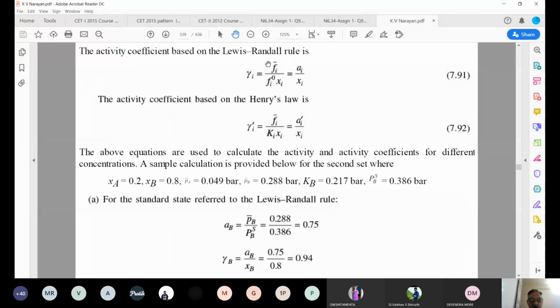And the activity coefficient based on the Lewis-Randall rule is gamma_i = fi bar by fi 0 xi, which is nothing but ai by xi. ये भी देखा था हमने. And the activity coefficient based on Henry's law constant is again similar to this one. fi 0 को ki करते हैं हम, and we get ai prime by xi. Equations are similar.